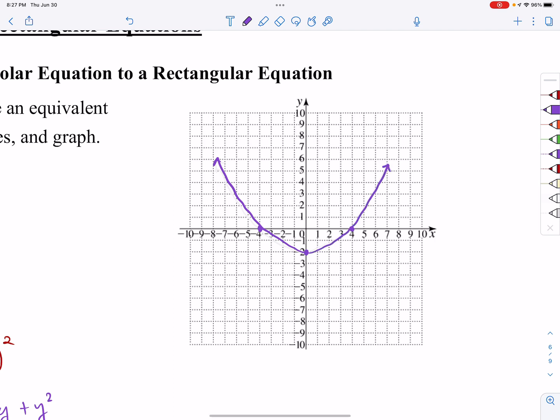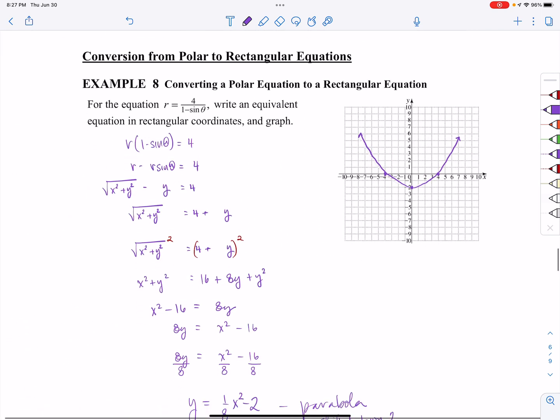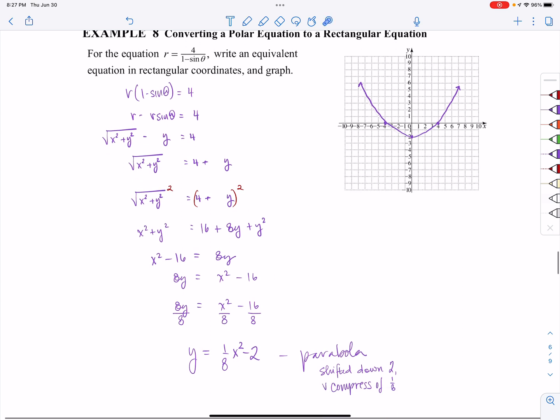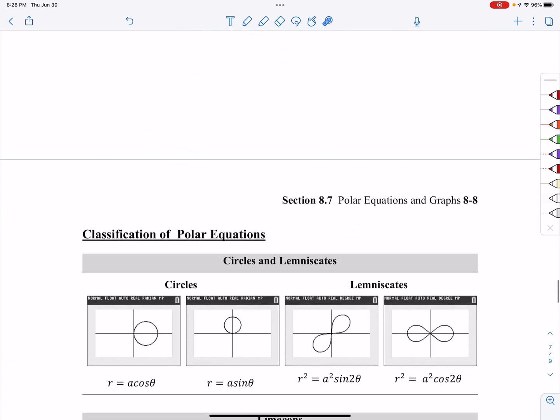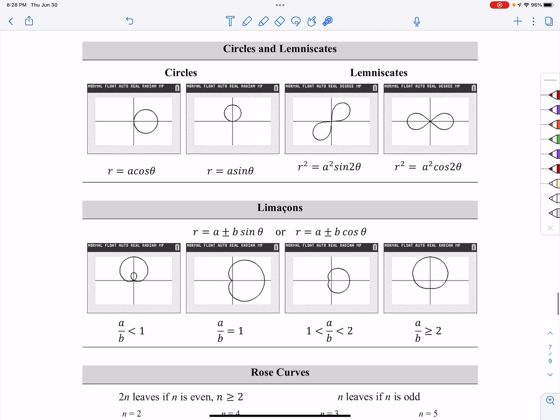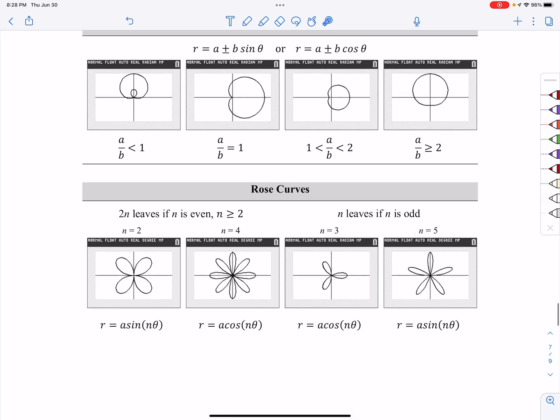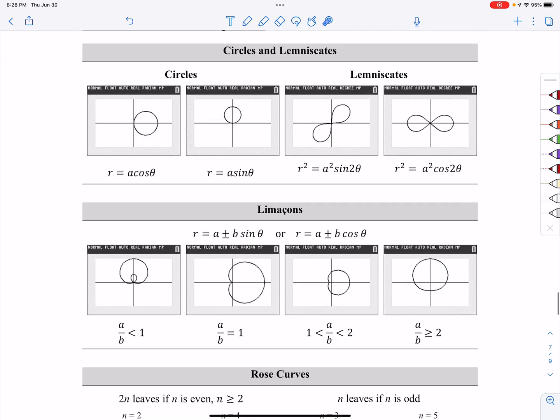Of course, you could have graphed that parabola in your calculator. You could have done polar mode and done it this way, or you could have gone back to your function mode in your calculator and graphed this one down here. Either way, you're going to get the exact same parabola. I have included a sheet here that gives you some of the different things that you can graph on your calculator, so you can play with these a little bit. But these are all the different types of graphs that you may see.